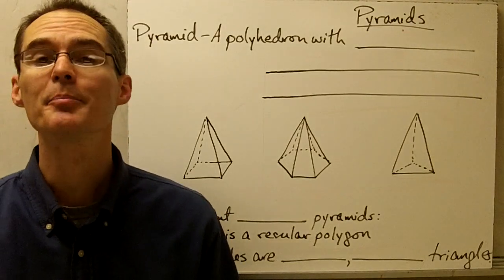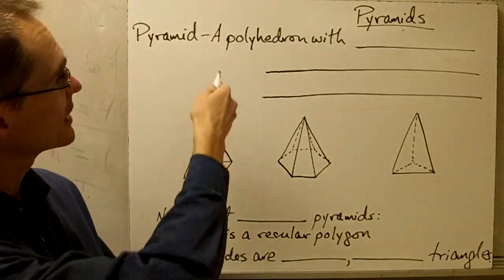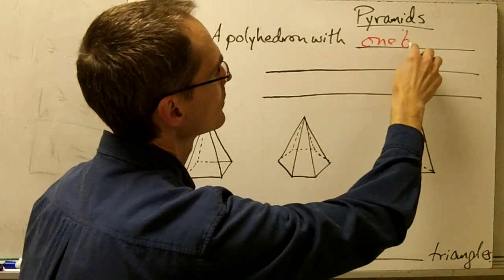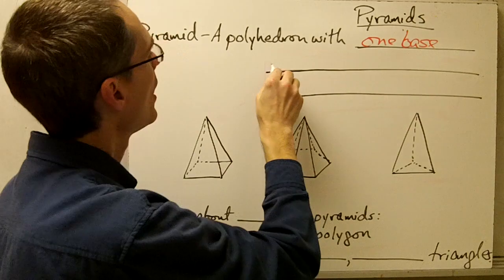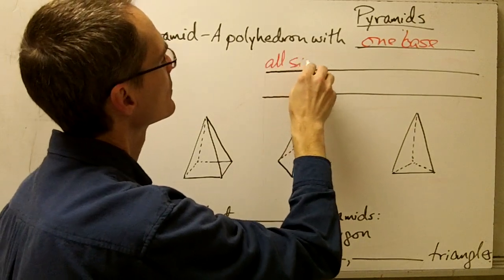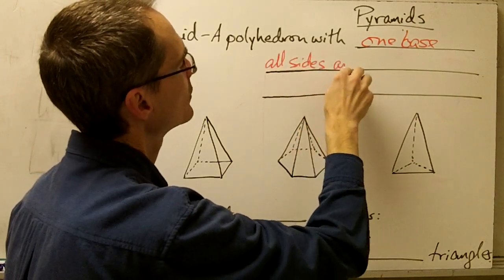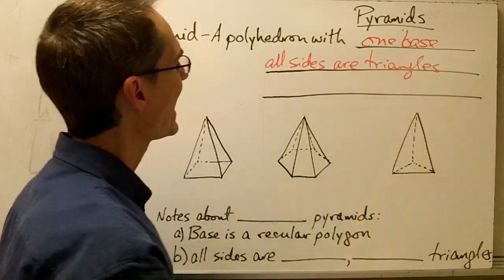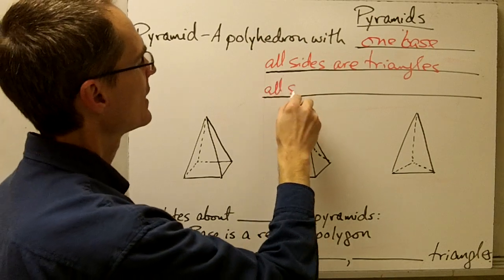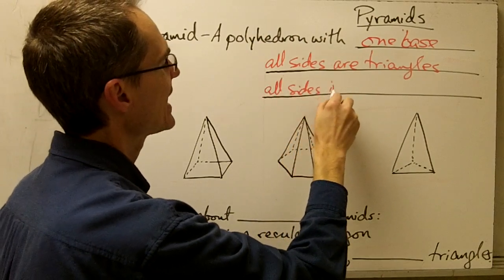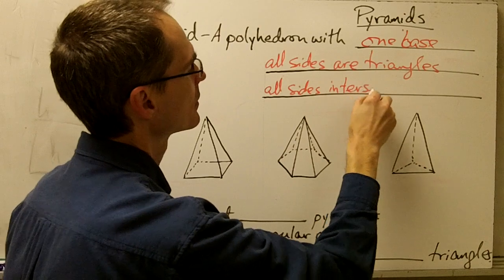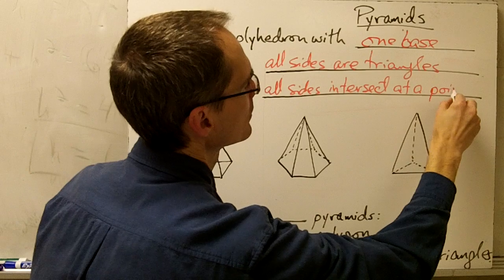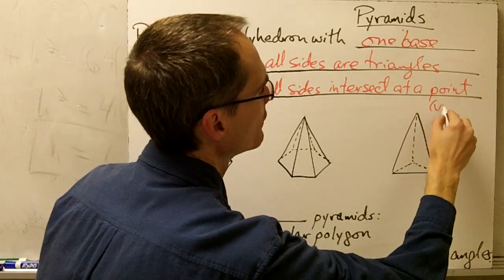Okay, this video is on pyramids, and a pyramid is just a polyhedron with one base. All the sides are triangles, and all the sides intersect at a point. And that point is called the vertex.